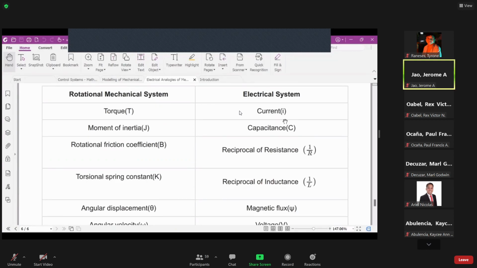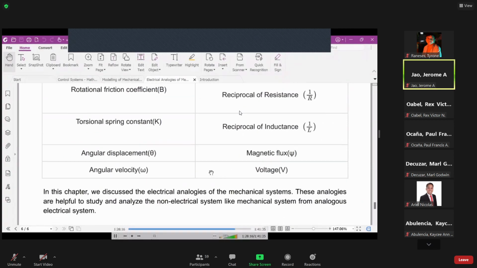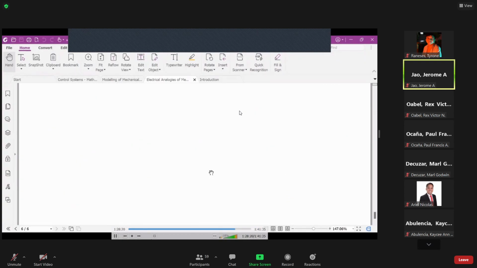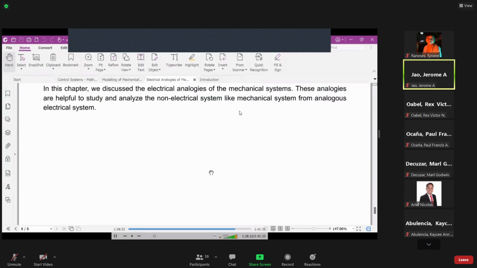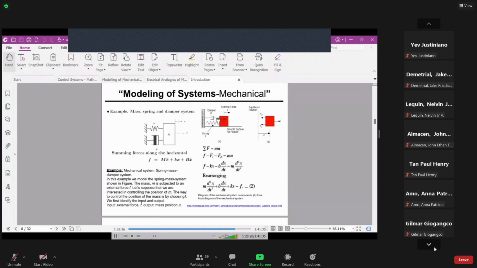So, kung rotational, torque is equivalent to current, moment of inertia is equivalent to capacitance, rotational friction is equivalent to reciprocal of resistance, torsional spring is equivalent to reciprocal of inductance, angular displacement is equivalent to magnetic flux, and angular velocity is equivalent to the voltage. Okay? So, nakukuha po ba? Nakukuha po yung analogy.